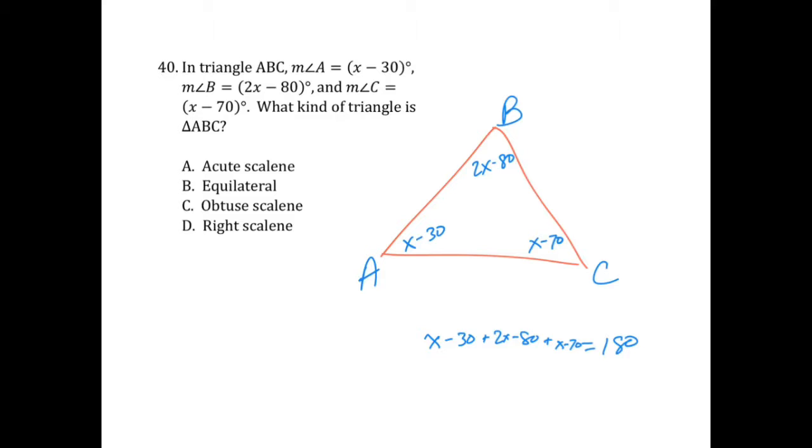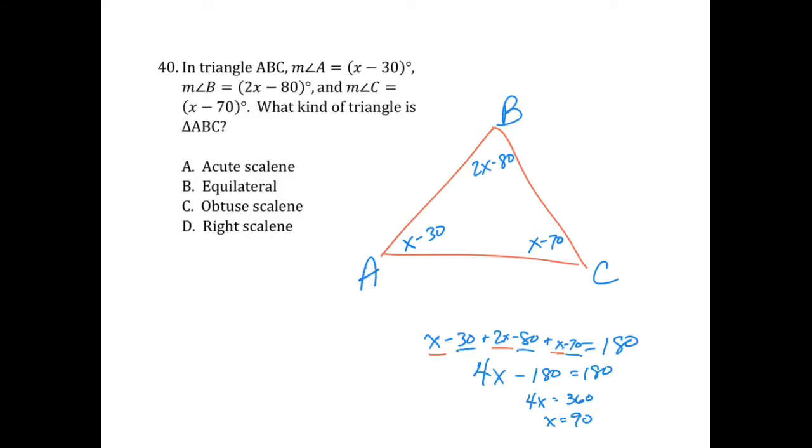Let's combine some like terms. I've got an x, 2x, and x, so I've got 4x's all together. I've got a minus 30, minus 80, minus 70. Put all those together, you get minus 180. So let's solve it for x. Let's add 180 to both sides. 4x equals 360. Let's divide by 4, and x equals 90.